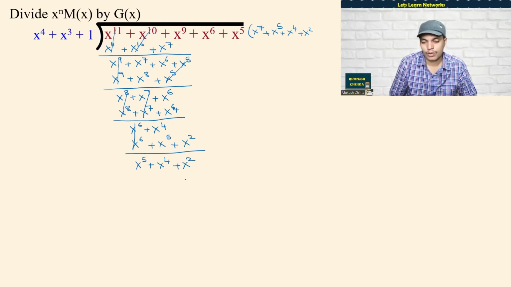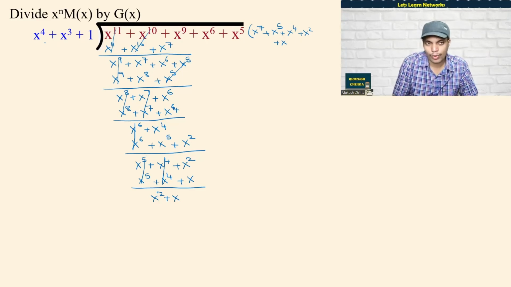Can we stop here? No. Why? Because the resultant remainder should always be of lesser degree than your generator polynomial. So you multiply with x again: x power 5 plus x power 4 plus x. So these are the two common elements which are lost. So how much will you get? x square plus x. Is the degree of your remainder less than your generator polynomial? Yes. So you stop here.